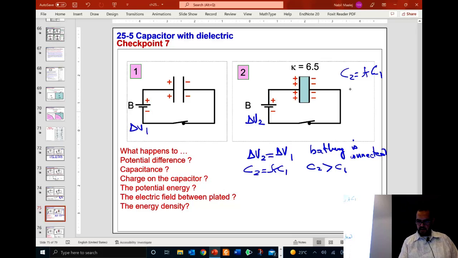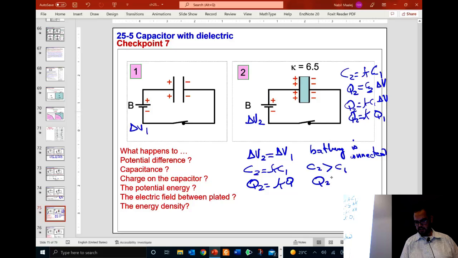Here we have Q2 is equal to C2 delta V. Delta V did not change because the battery is connected. C2 has increased, it is kappa C1. So Q2 is kappa C1 delta V, so Q2 is kappa Q1. So clearly the charge increases. Clear? Okay. How about the potential energy?